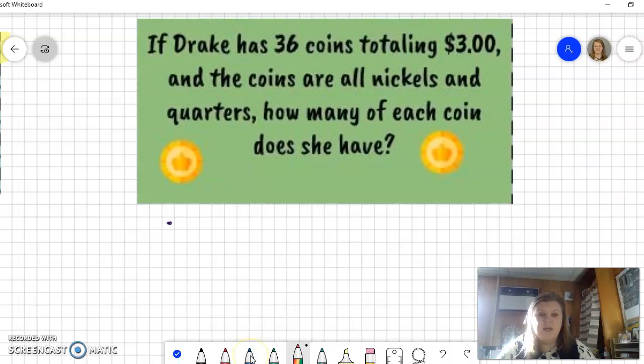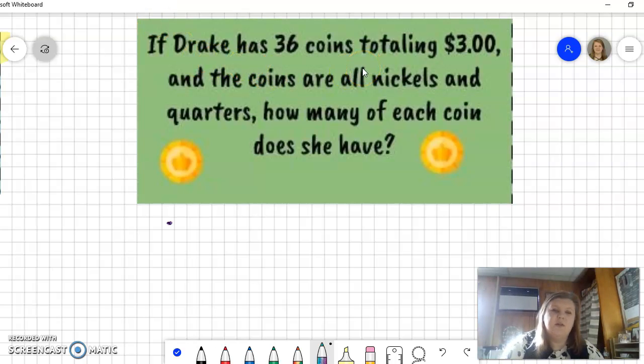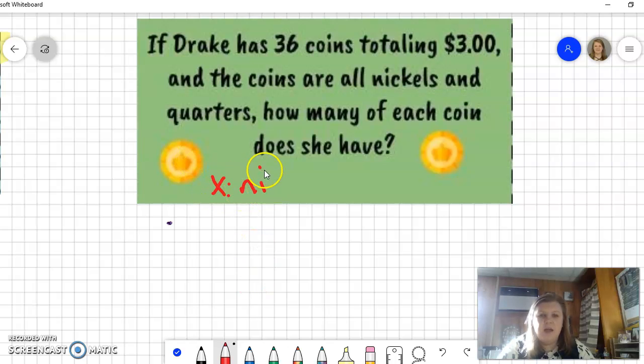Okay, so the last one is a very popular example I like to use with coins. It says, if Drake has 36 coins totaling $3 and the coins are all nickels and quarters, how many of each coin does he have? And so in this case, X is going to be my nickels, and Y is going to be my quarters.